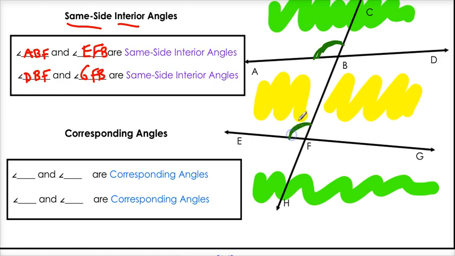So now I just have to name them. My first angle is ABC. Notice how I trace it, ABC. And my second angle is EFB. Once again, I'm tracing it, and that's how it's done. I'll leave the second one for you to do.